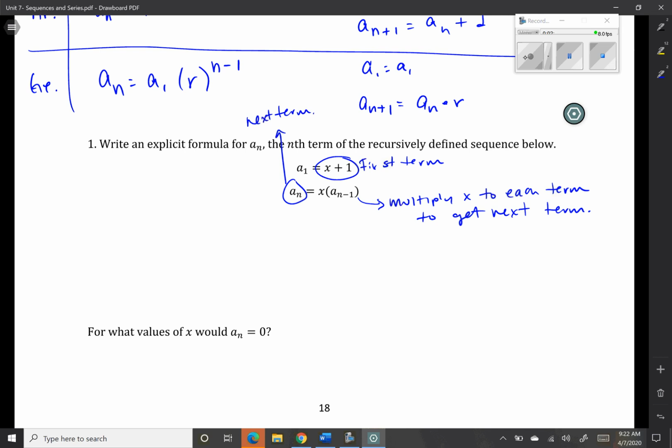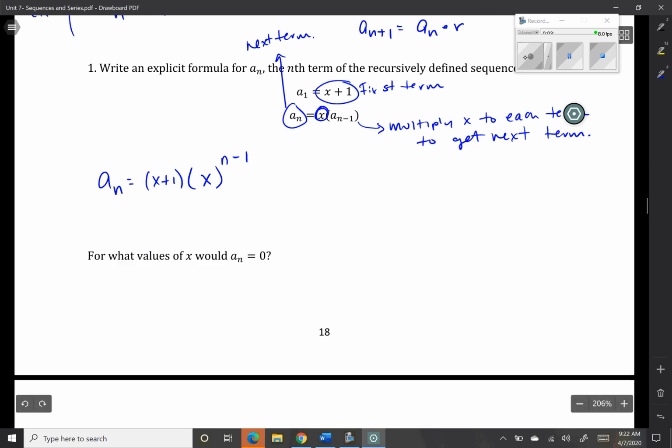So if I wanted to write an explicit formula, I'd say a sub n is equal to the first term, x plus 1, times the common ratio to the n minus 1. Well, the common ratio is just x. The reason the common ratio is x is because that's what we're multiplying each time to get from one term to the next.